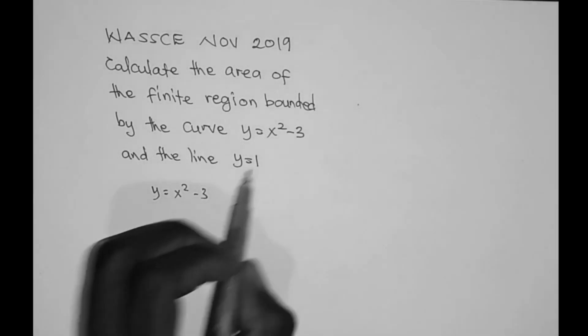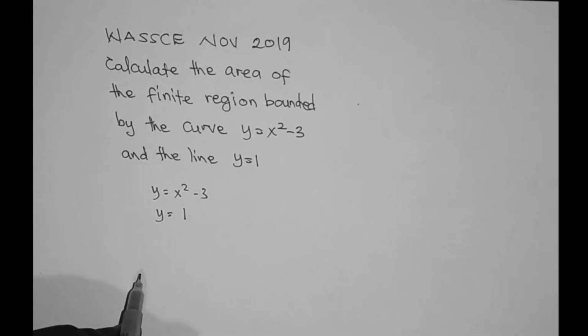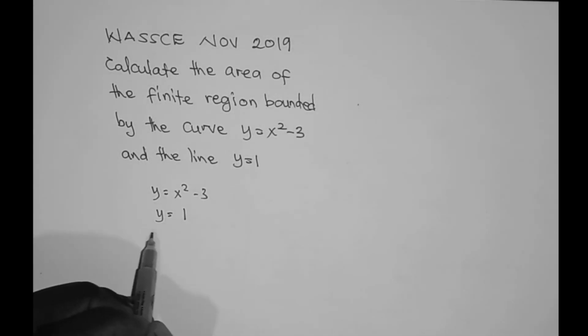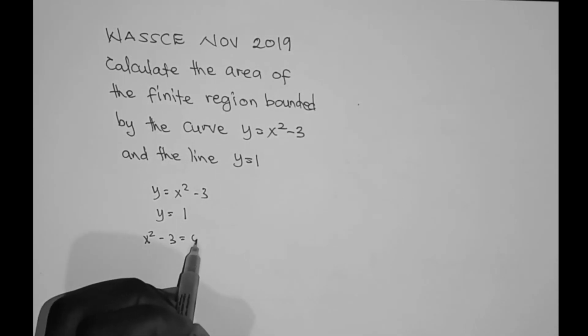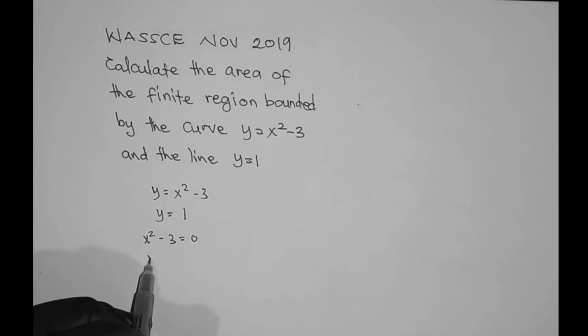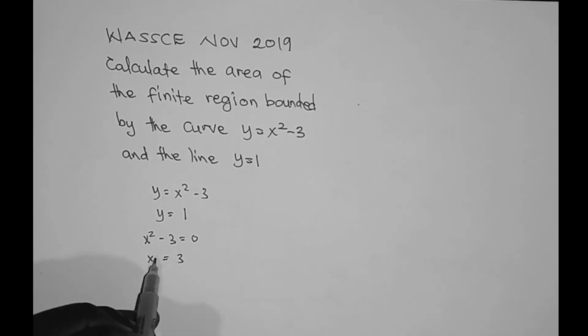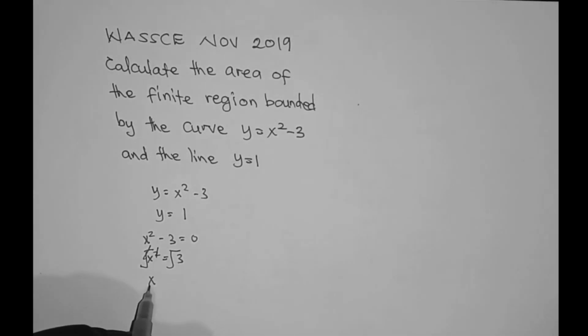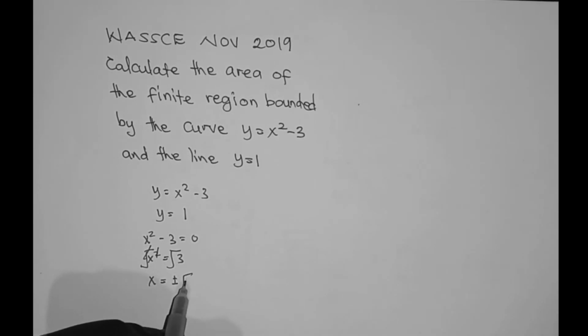And then the other line is y equals 1. So let's find the x-intercept by equating this to 0. So x squared minus 3 is equal to 0. So x squared is equal to 3. And if you take the square root of both sides, you find out that x is equal to plus or minus the square root of 3. So it means that the x-intercepts are minus root 3 and 0, and also root 3 and 0.